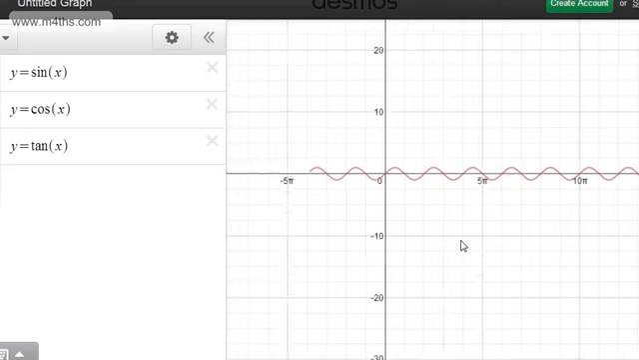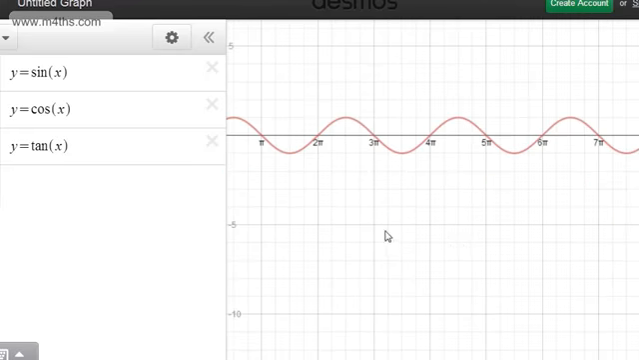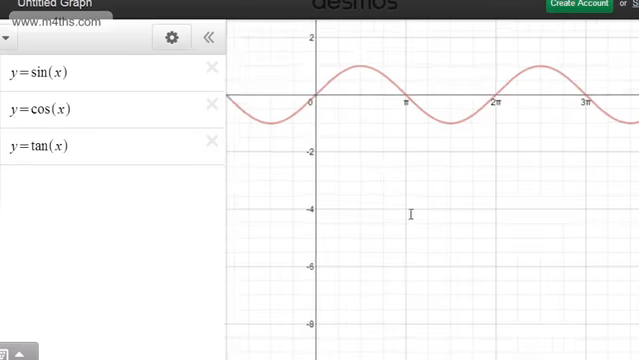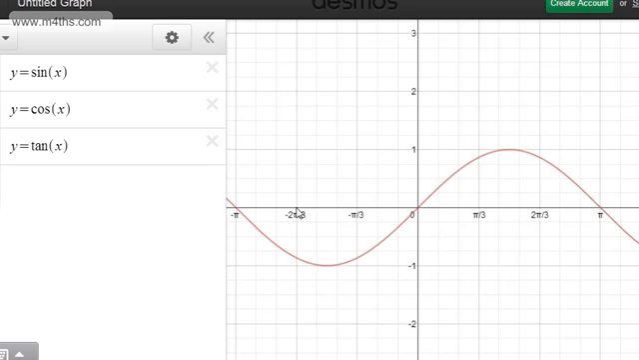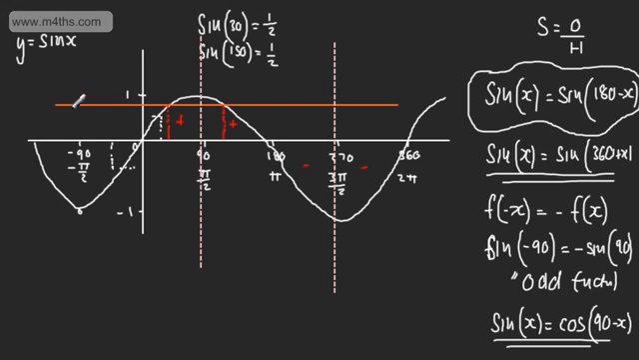So that's a brief introduction to y is equal to sine x, and we can see those key features. So let's just zoom in a little. There we go. Okay, let's now move on to y is equal to cos x.